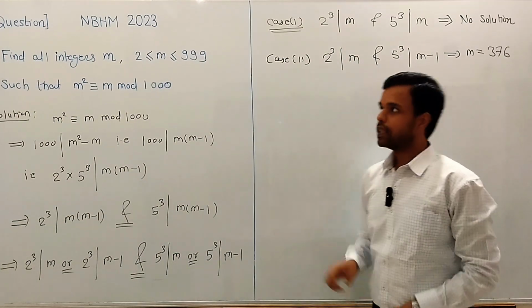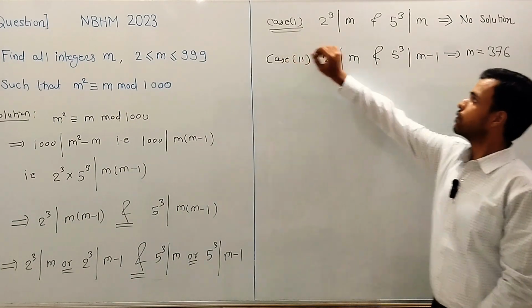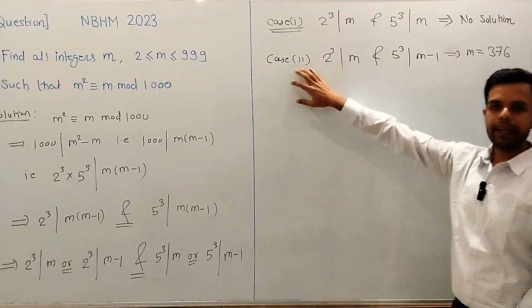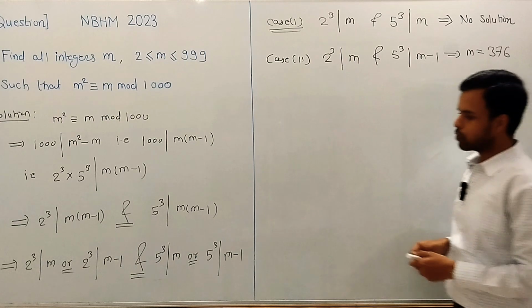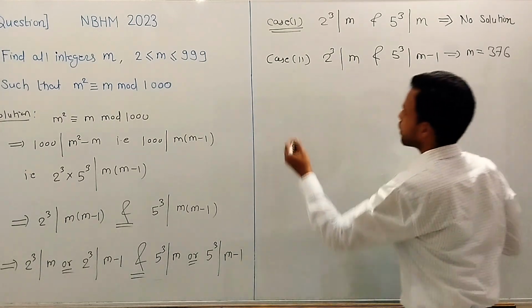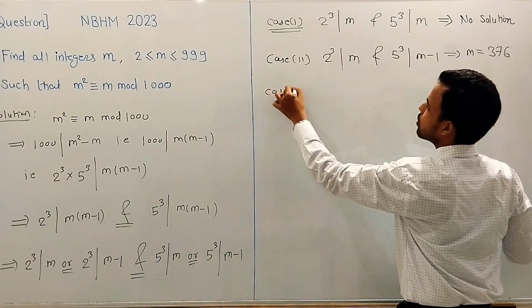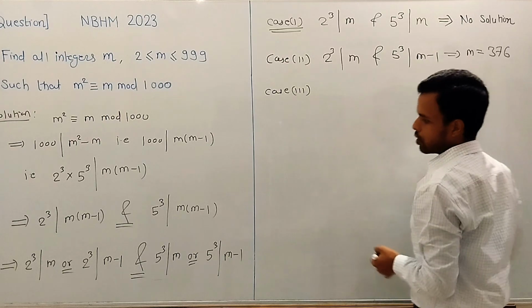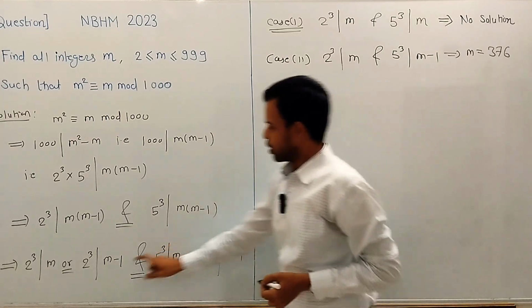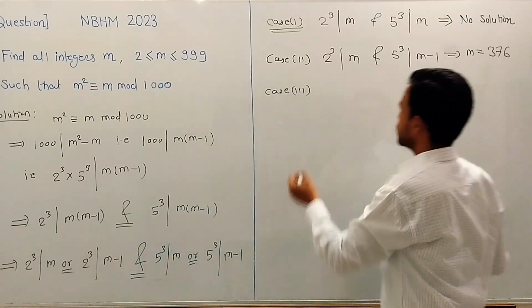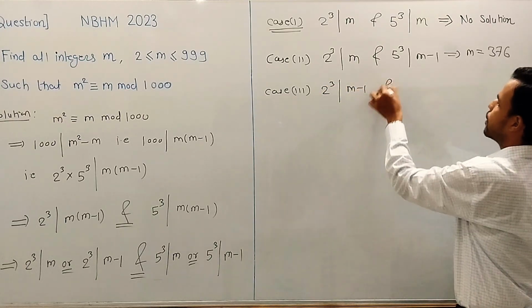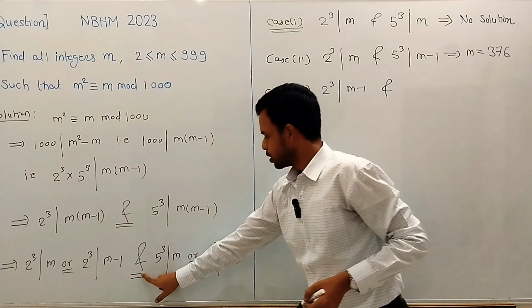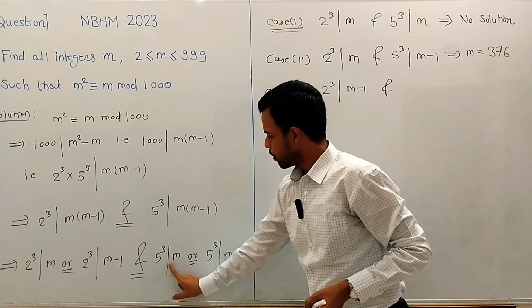Now let's move to the next case. So up to now we have seen these two cases. In the first case we get no solution. In the second case we get one solution, which is m equals 376. Now let's move to the next case, case 3. Say 2 cube divides m minus 1 and 5 cube divides m.